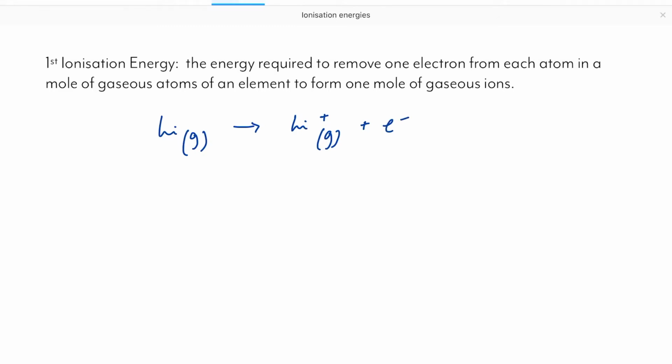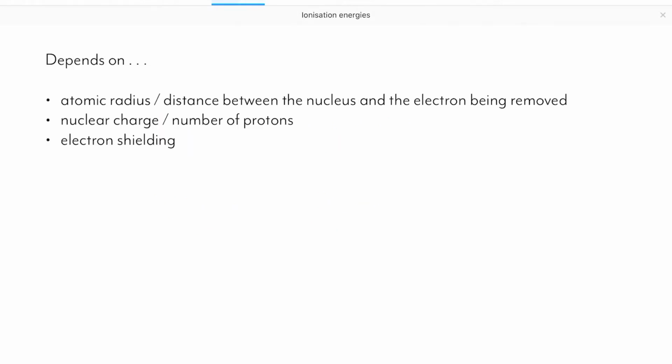Now, if an atom or indeed an ion has got more than one electron, then we can work through our successive ionization energies. So the second ionization energy for lithium would be starting with the positively charged ion to form an ion with a 2+ charge, and so on. Please remember to use state symbols. That's always worth a mark in the exam.